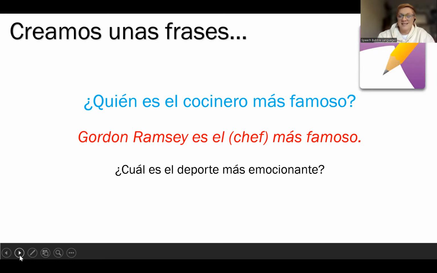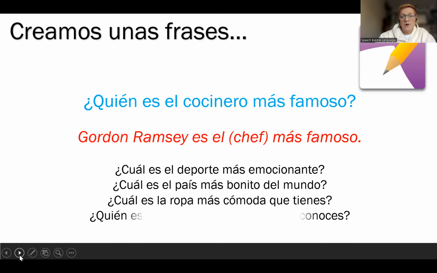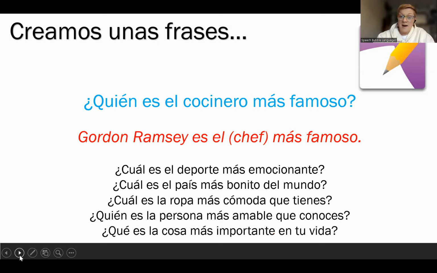Here's some other sentences to help you create some sentences in Spanish. ¿Cuál es el deporte más emocionante? What's the most exciting sport? ¿Cuál es el país más bonito del mundo? What's the most beautiful country in the world? ¿Cuál es la ropa más cómoda que tienes? What's the most comfortable clothing that you have?